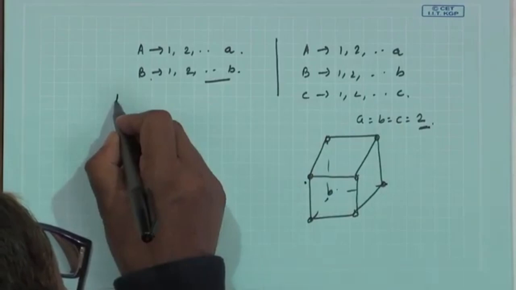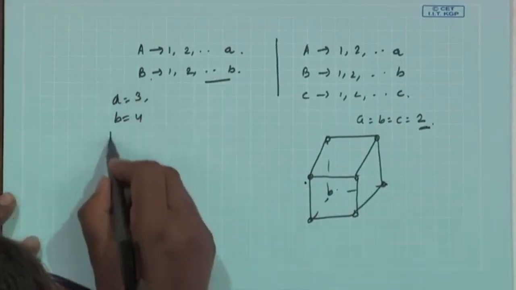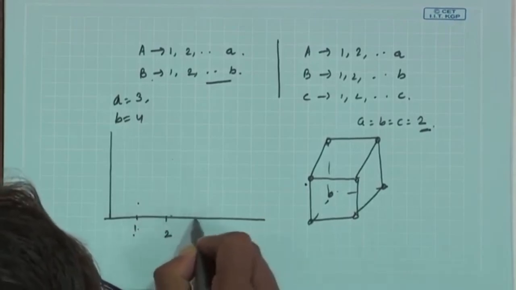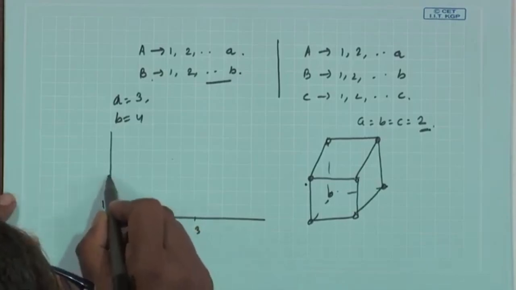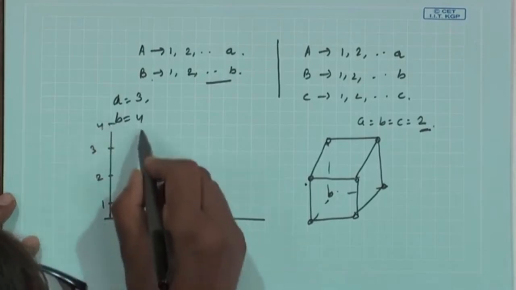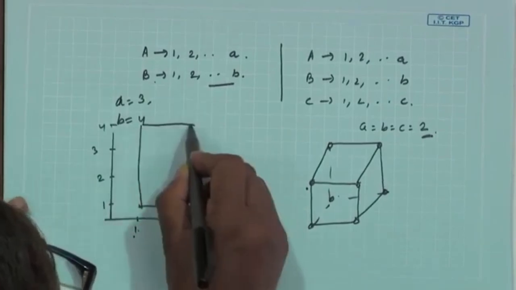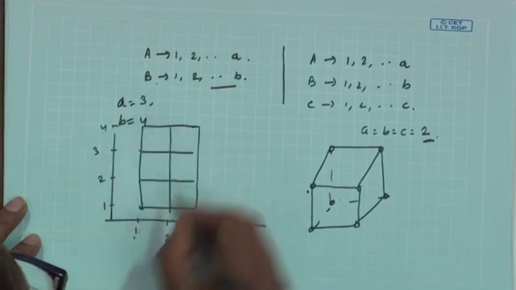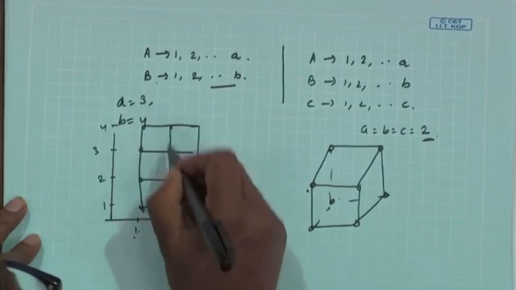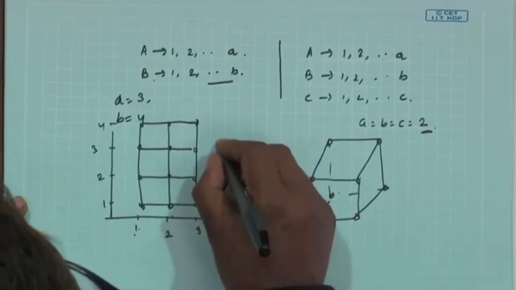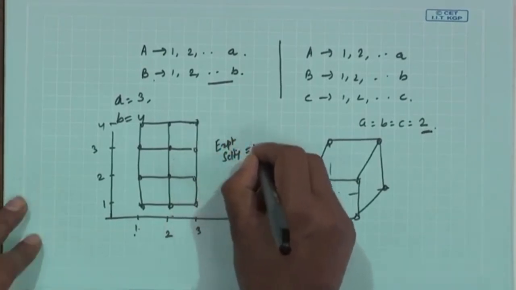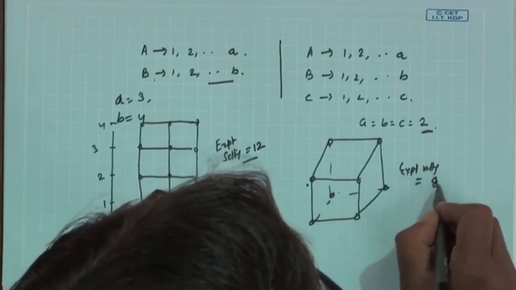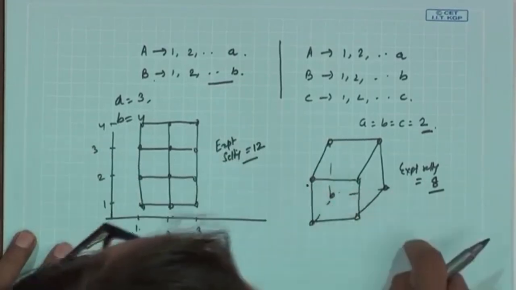But suppose in this case A equals 3 and B equals 4, then the settings will be A 1, 2, 3 and B 1, 2, 3, 4. Then your number of experimental runs will be 1, 2, 3, 4, 5, 6, 7, 8, 9, 10, 11, 12. So the number of experimental settings here is 12, and in the earlier case the number of experimental settings is equal to 8. These are known as experimental or treatment combinations.